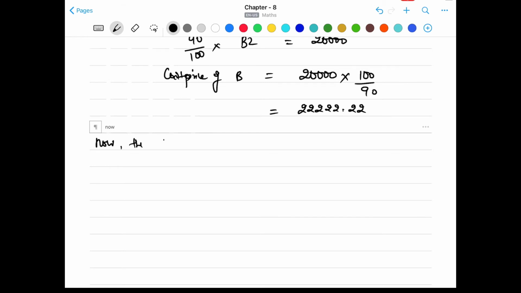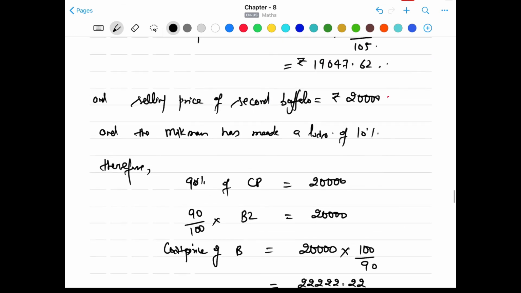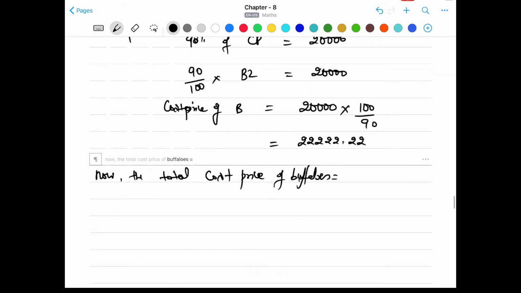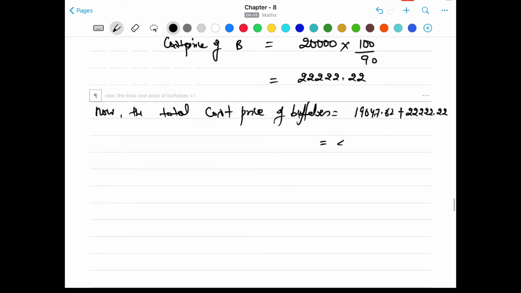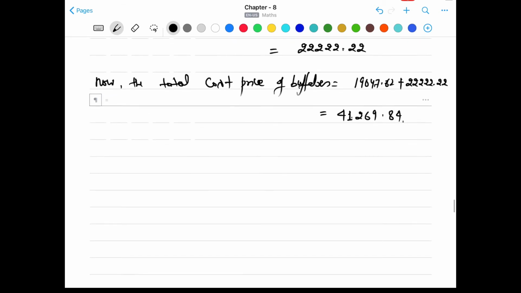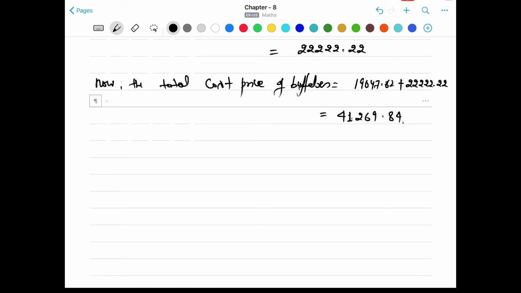Now the total cost price of buffaloes will be, for the first one it is 19,047.62 rupees plus 22,222.22 rupees, and when you add the two, you will get the result as 41,269.84 rupees. Okay, that will be the total cost price of two buffaloes.